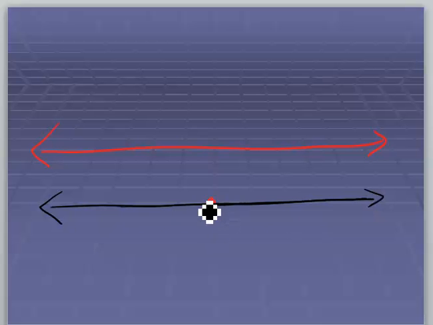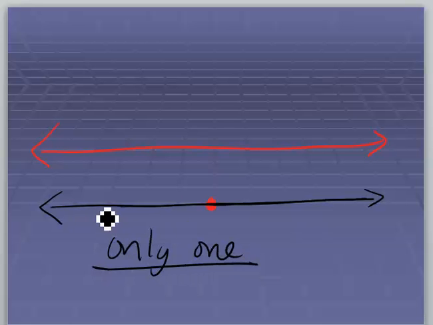So if you're given a line and a point not on the line, there is only one line that you can draw through the point that's parallel to the first one. And we do have a symbol for parallel. When things are parallel, you put these little arrows on them that says that those lines are parallel.